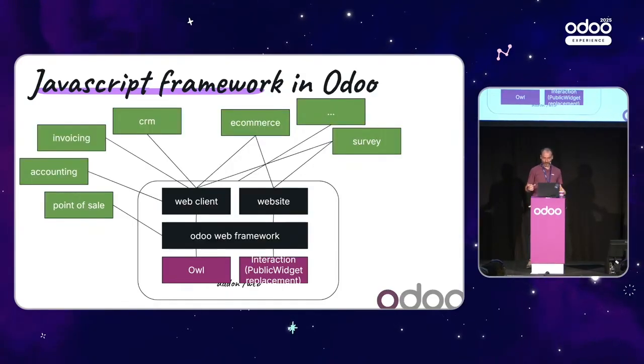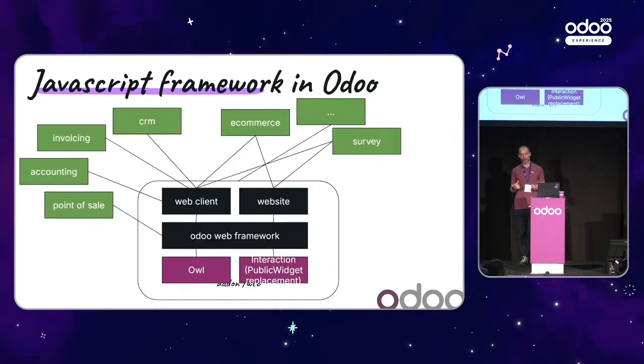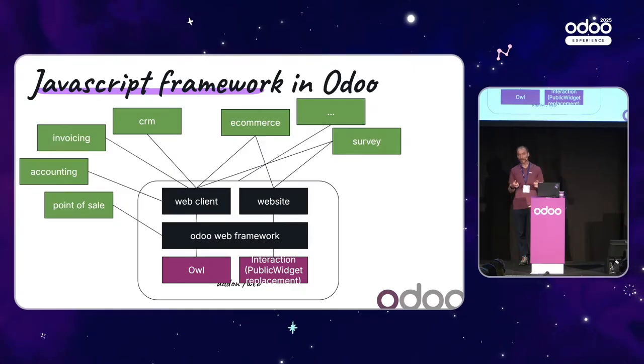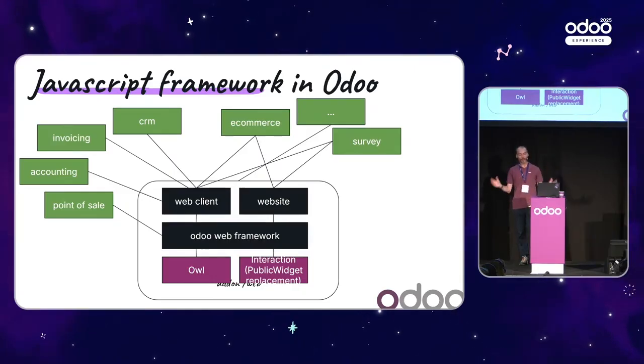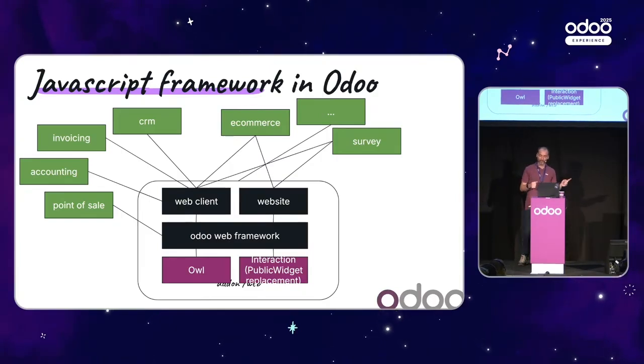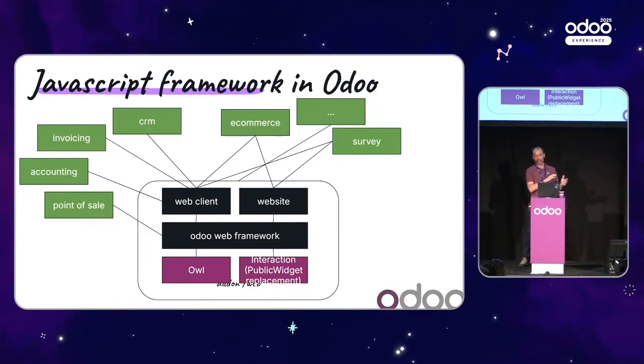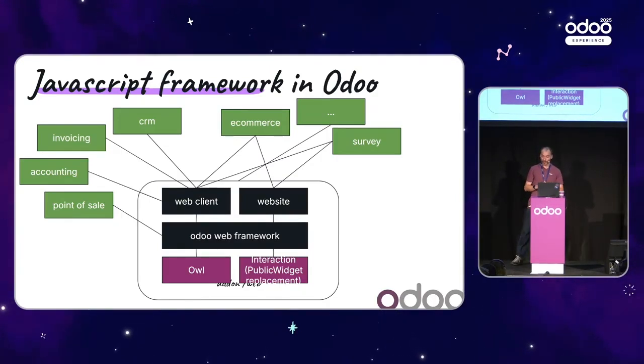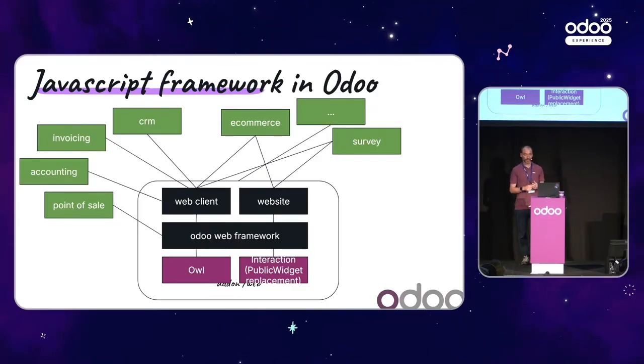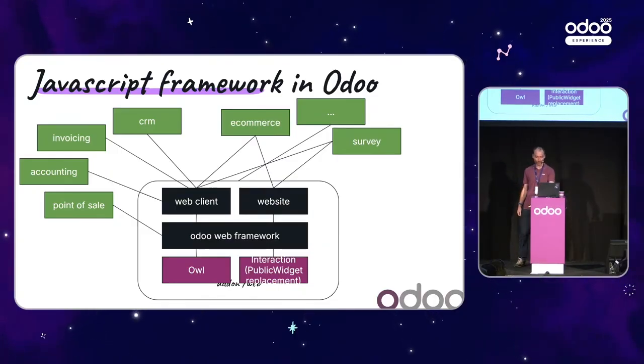But the JavaScript framework is a complicated piece of code, or a bunch of code. It's maintained by a few teams. And it is the base for a bunch of applications. You may have a point of sale that is using some parts of the code, your accounting is using some other parts, and so on. The website and the e-commerce, of course, use the website a lot, and then some part of the web client. So what I mean to say is that the JavaScript framework is a building block for a lot of code, which makes it quite difficult to change and to evolve.